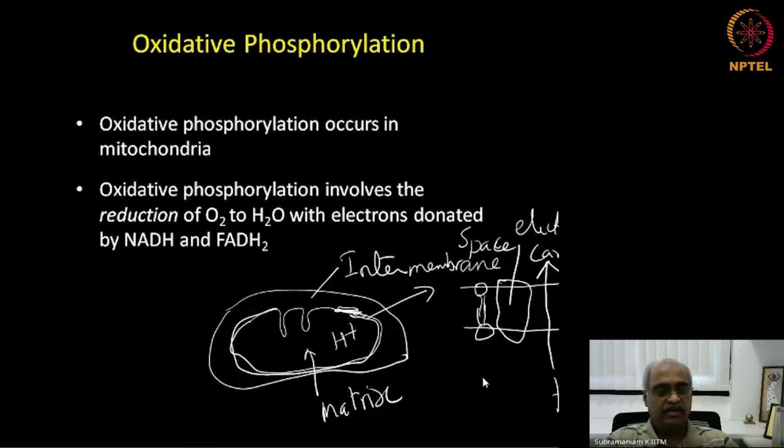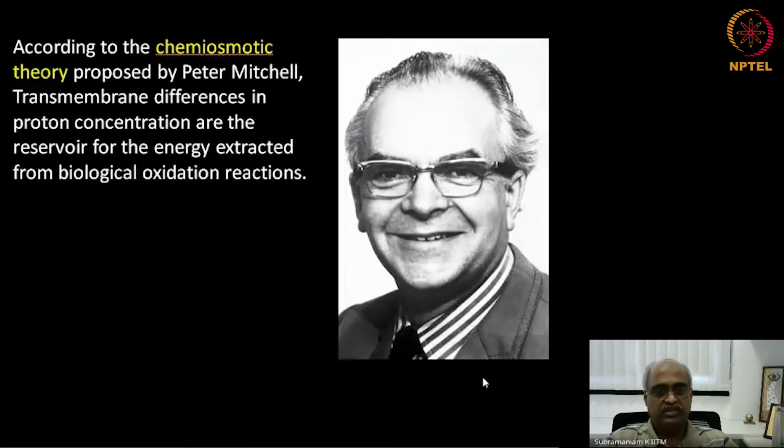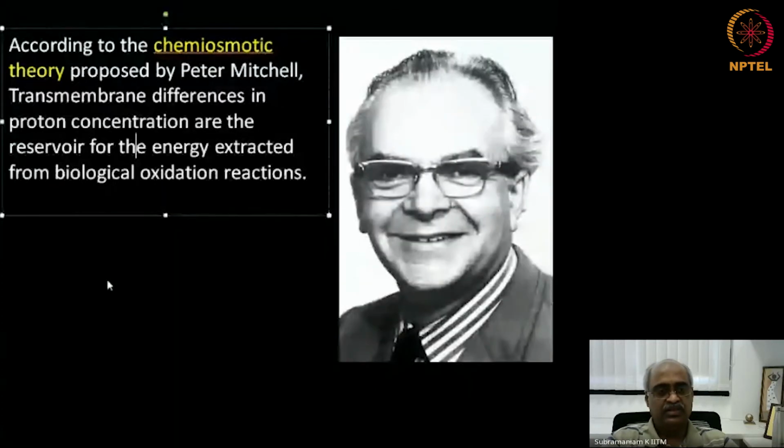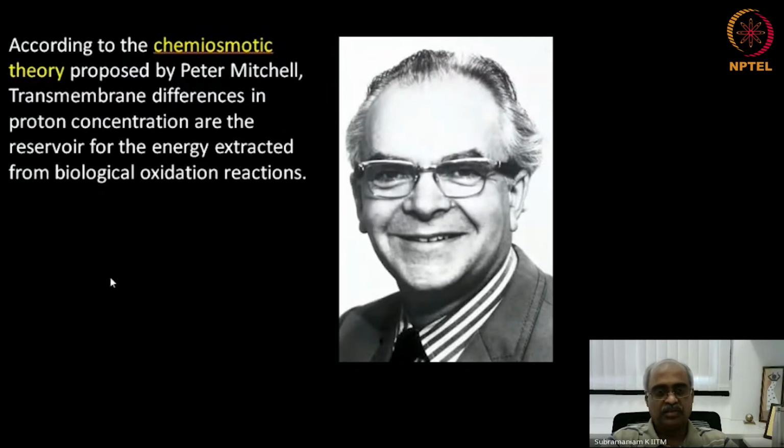So let us go and look at individual steps. This proton gradient being generated, and this proton gradient being responsible for ATP synthesis, this entire thing collectively is called the chemiosmotic theory. This was proposed by the British scientist Peter Mitchell, shown here, and he won the Nobel Prize for this because this is one of the central findings in all of biology.